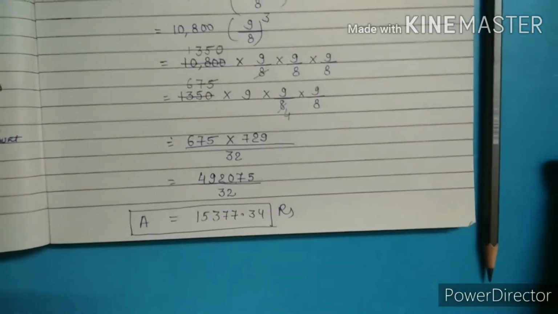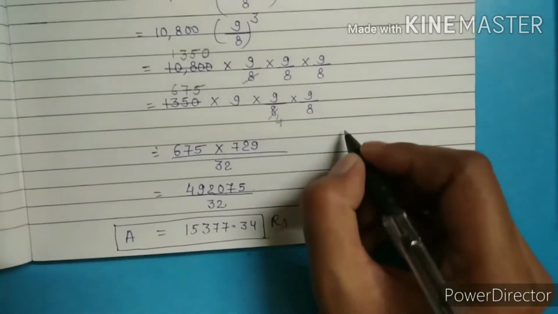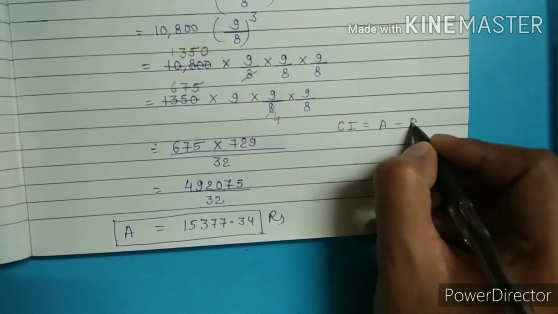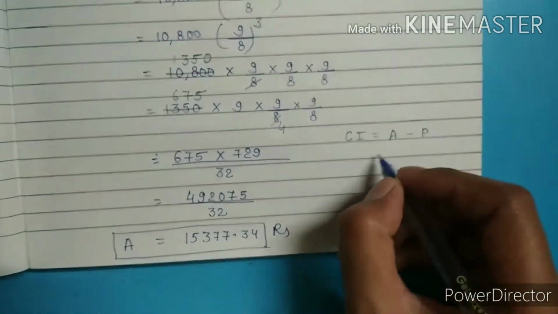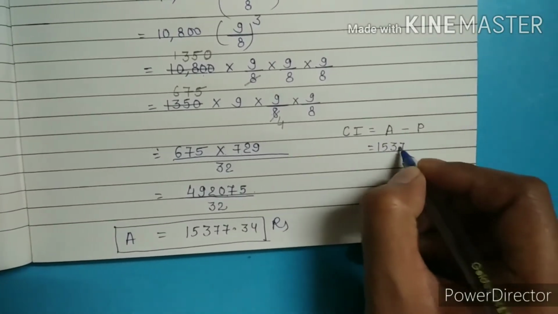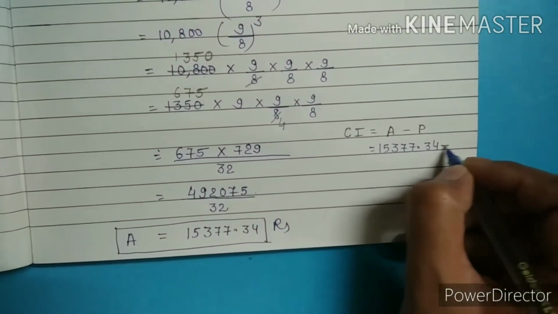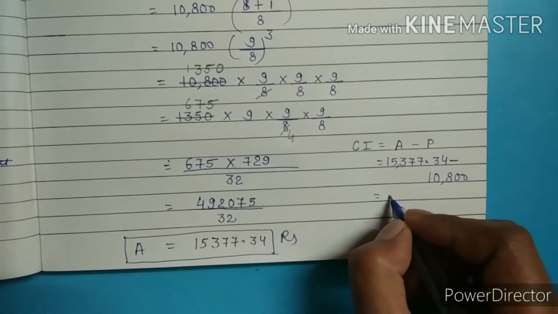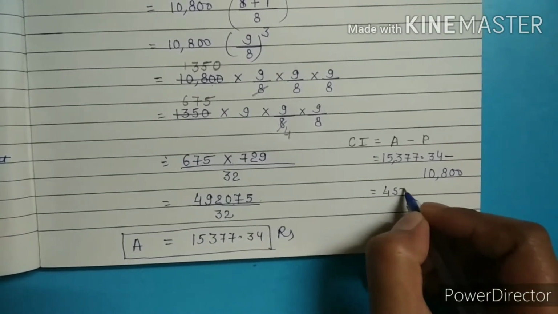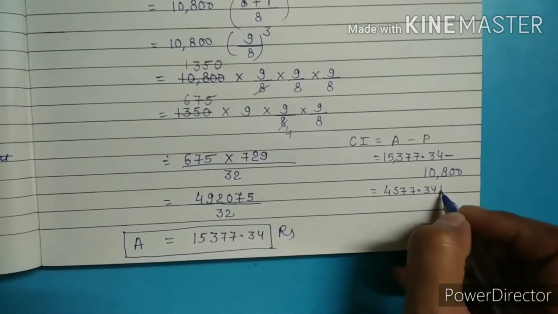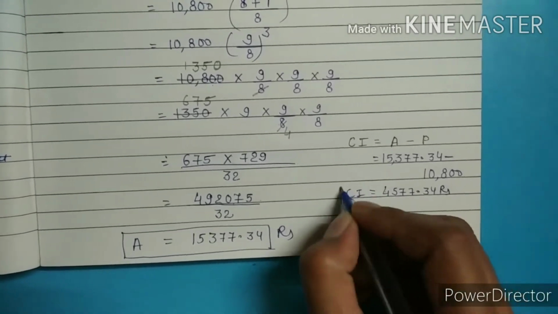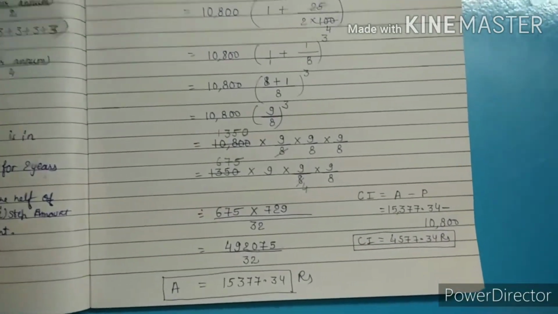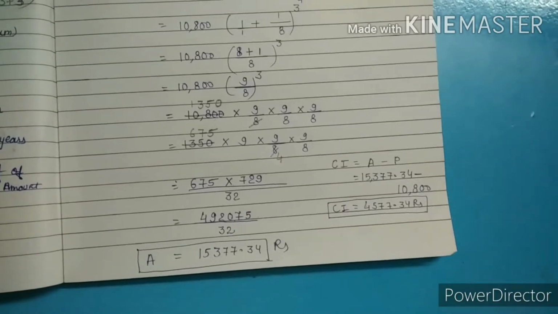We also have to calculate the interest. So compound interest is equal to amount minus principal. Amount is 15,377.34 minus 10,800, and it will give us 4,577.34 rupees. So compound interest is this and amount is this. I hope you understand the first part of question number 1.